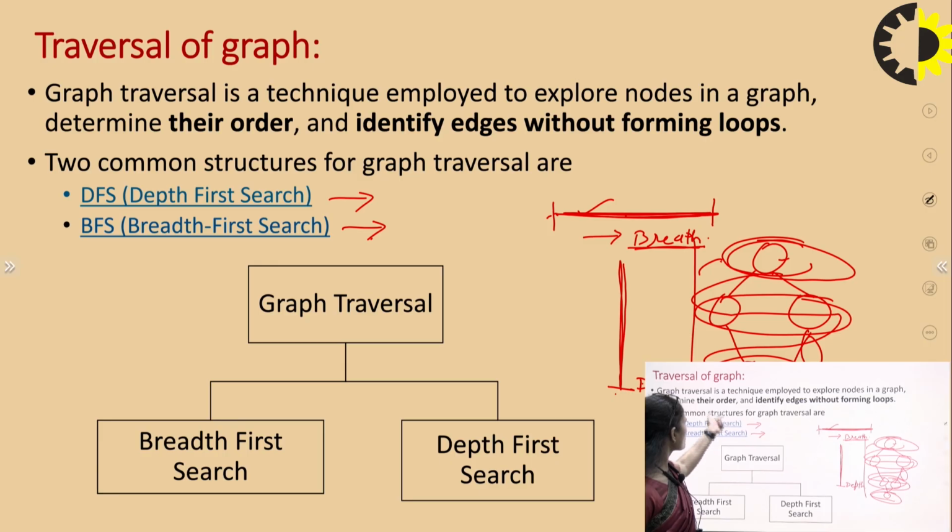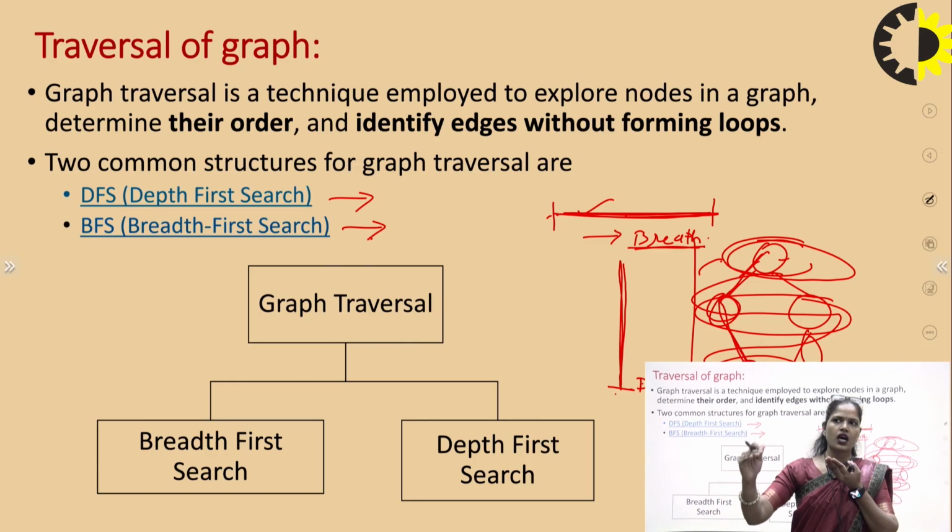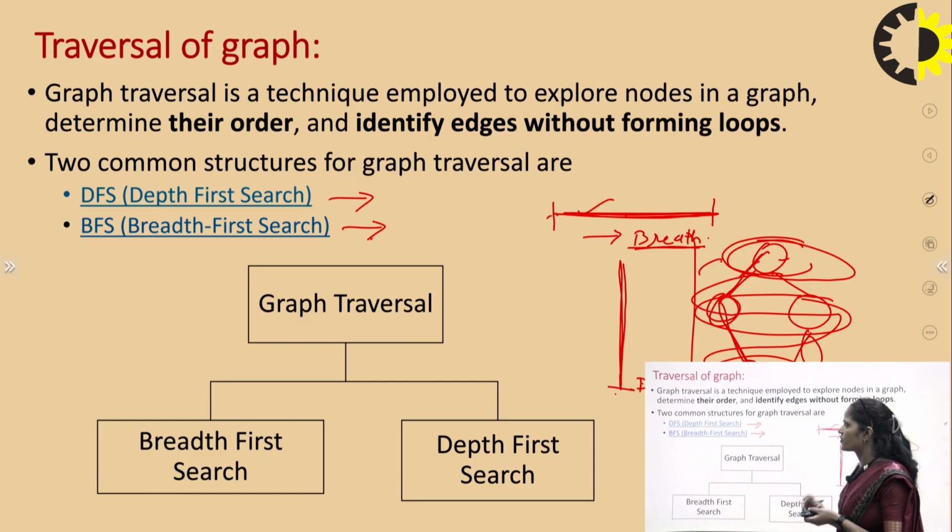If I'm talking about depth first search, that means this is a graph and I choose one direction of the graph and go till the end of the graph. This is nothing but depth. That means I choose one direction and I go to the last depth of the graph. So this is DFS, right? So the basic concept of DFS and BFS, I hope you understand.